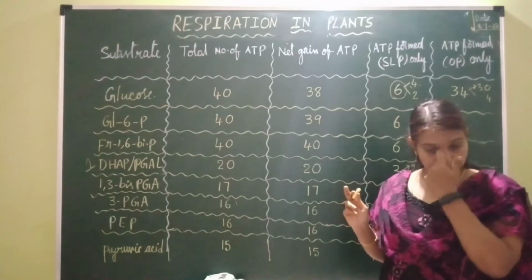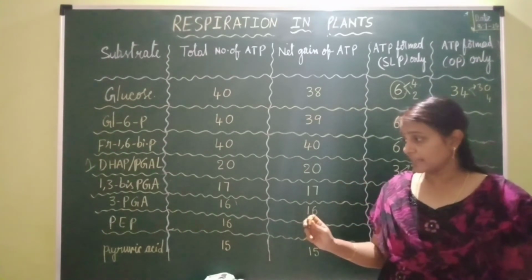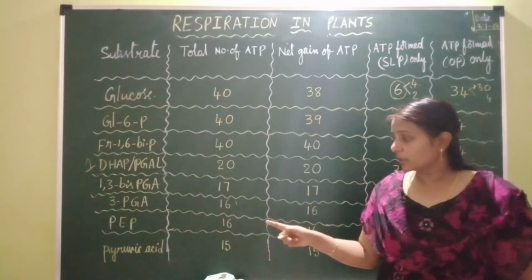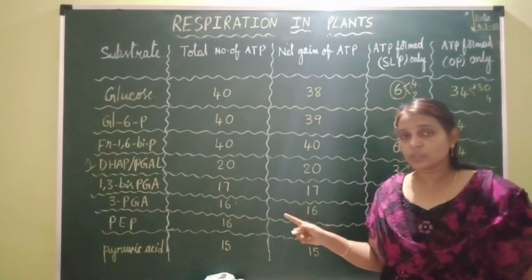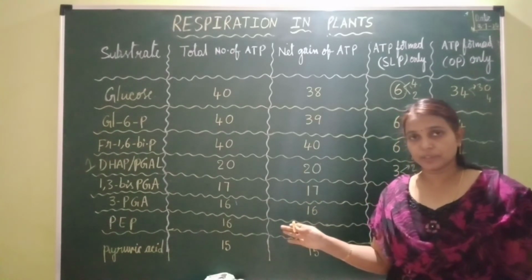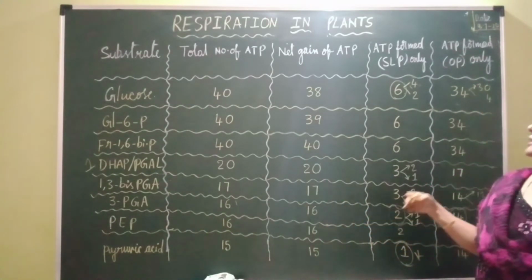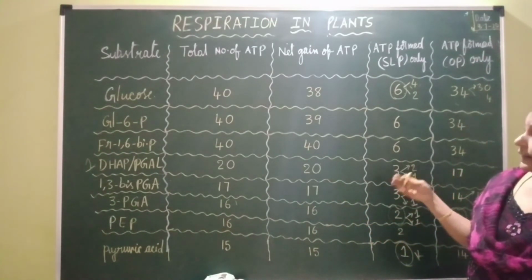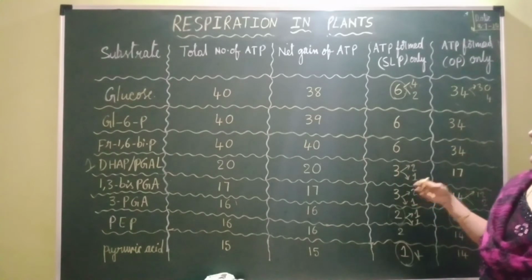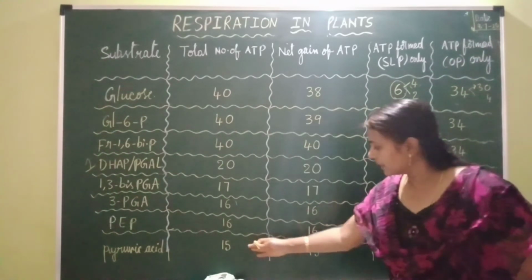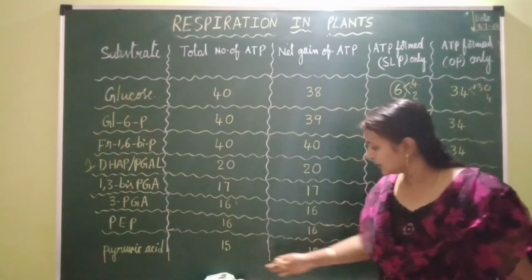Suppose the question is given for 2 molecules of pyruvic acid. If 2 molecules of pyruvic acid undergo oxidation through aerobic respiration, find the total number of ATP formed, find the net gain of ATP, and find the number of ATP formed through SLP only. So 2 molecules means double the number. 2 molecules means here 30, here 30.